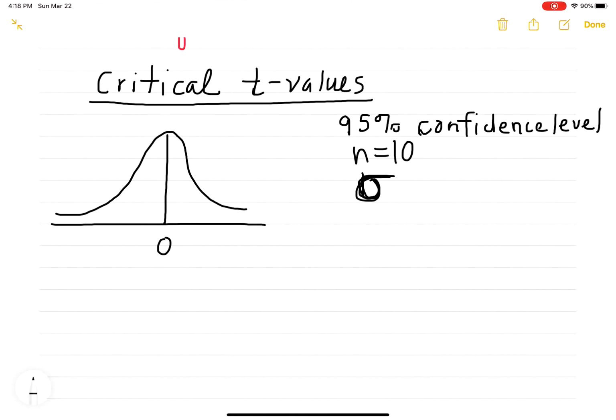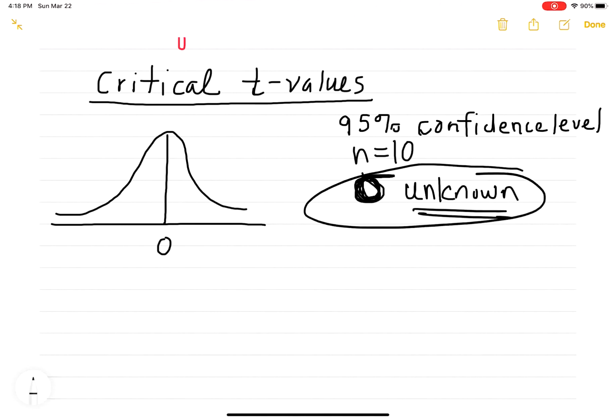So you only use the t when the population standard deviation is unknown. So let's say you don't know the population standard deviation. In that case, we'll use s instead of sigma. So it's a dead giveaway to use t's when you don't have the population standard deviation. So how do you find critical t-values?